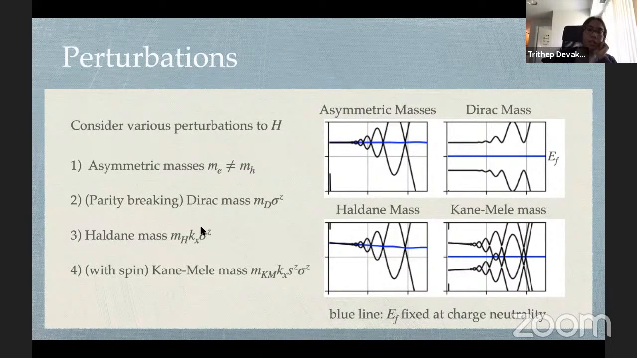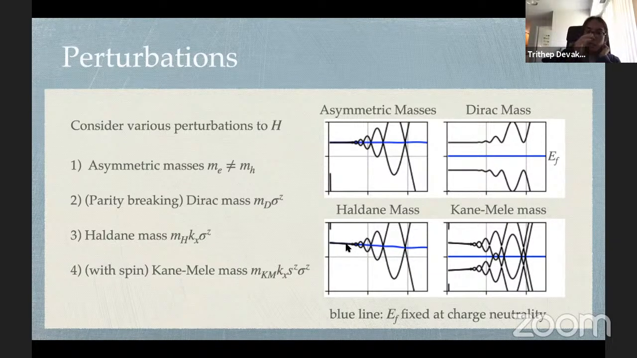You can also consider symmetry which breaks parity. So, for example, a Dirac mass term. This just gaps out the states at zero energy, and you don't have any states crossing the Fermi energy anymore. Now you could still have quantum oscillations, say from modulation of the energy gap as a function of field, but they're not going to be as sharp as if you actually had states crossing the Fermi energy. You can also consider adding a Haldane mass, which gaps out your band structure, but it does so in a special way, such that both of these states get shifted to positive energy.